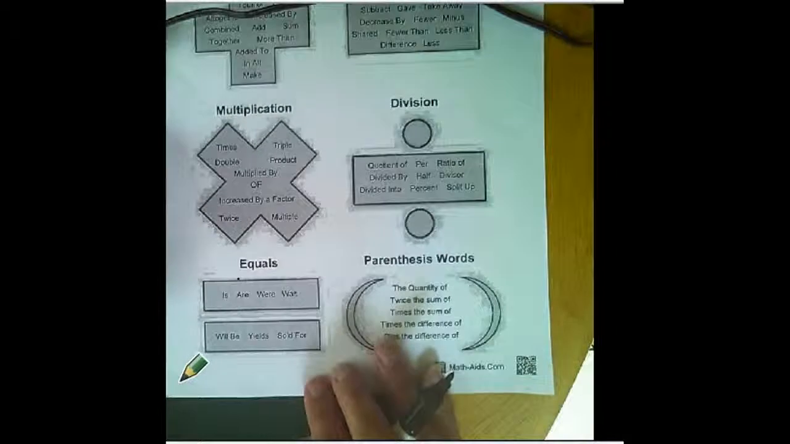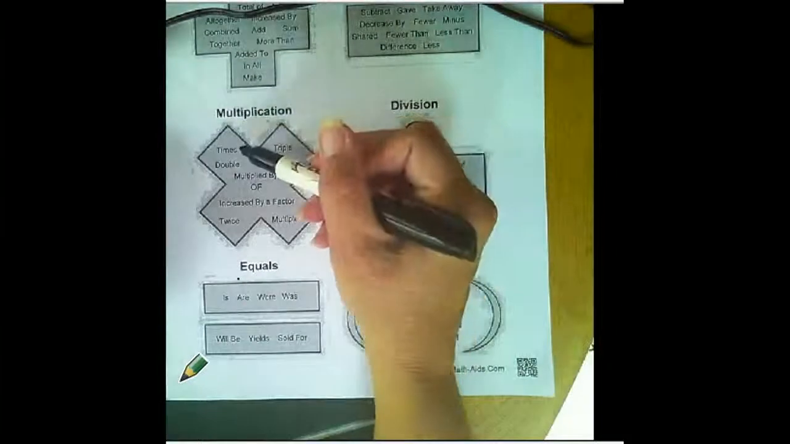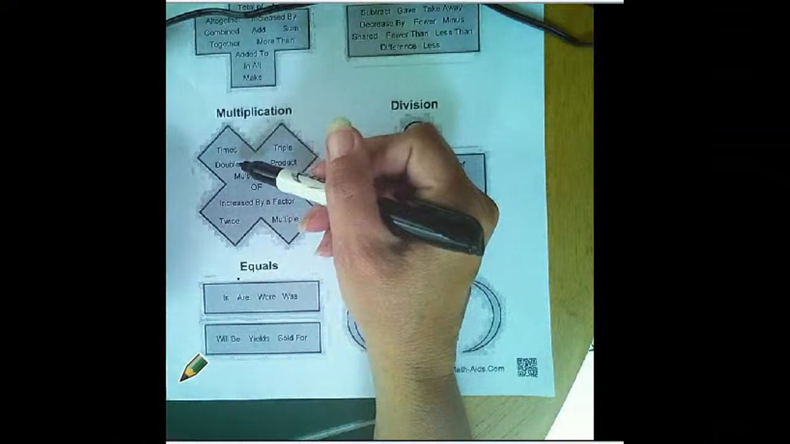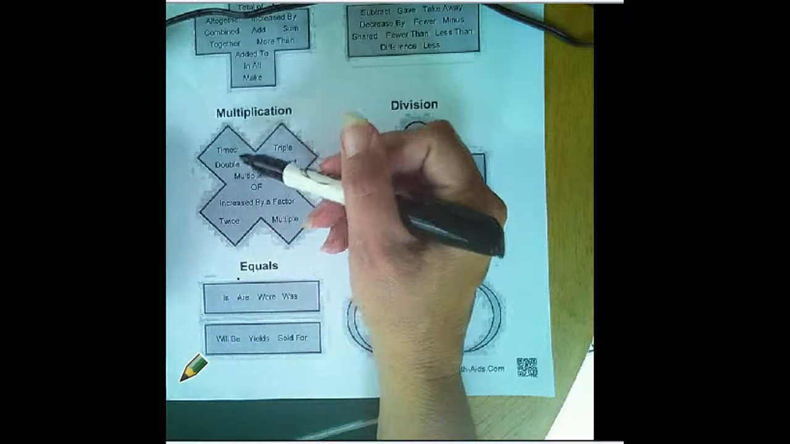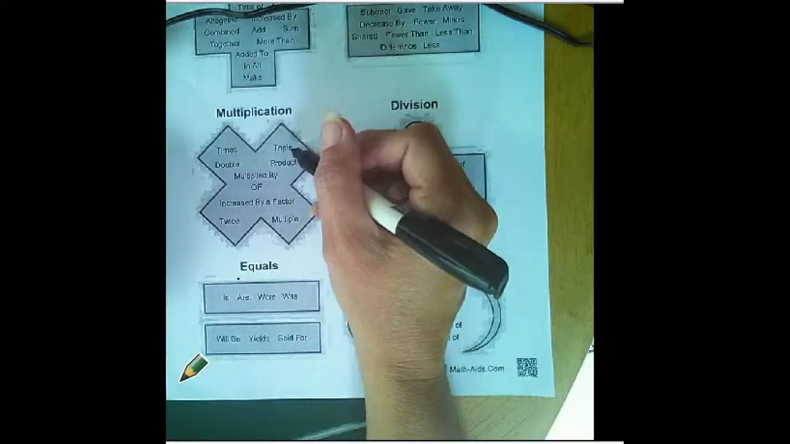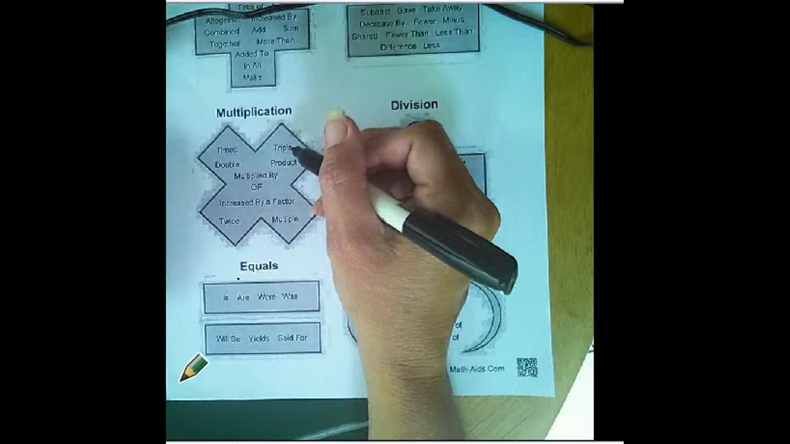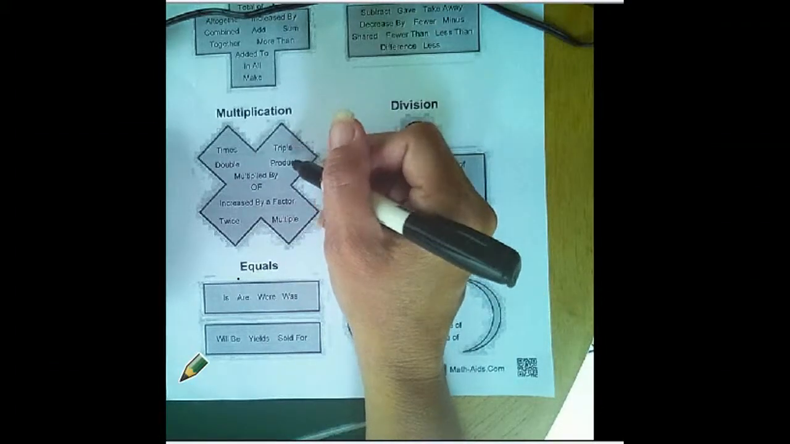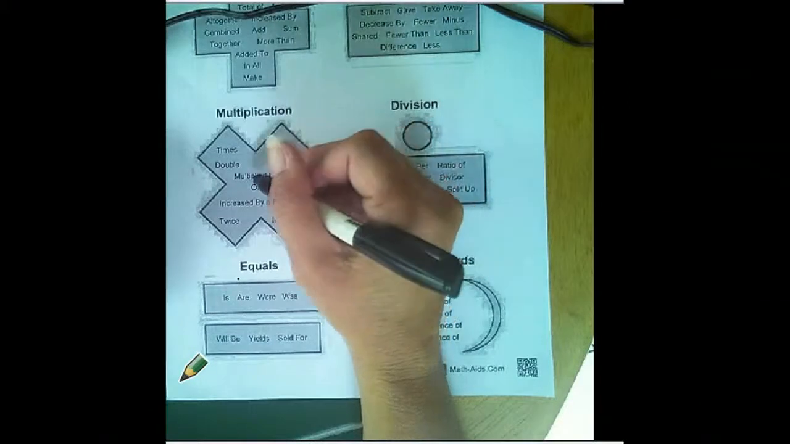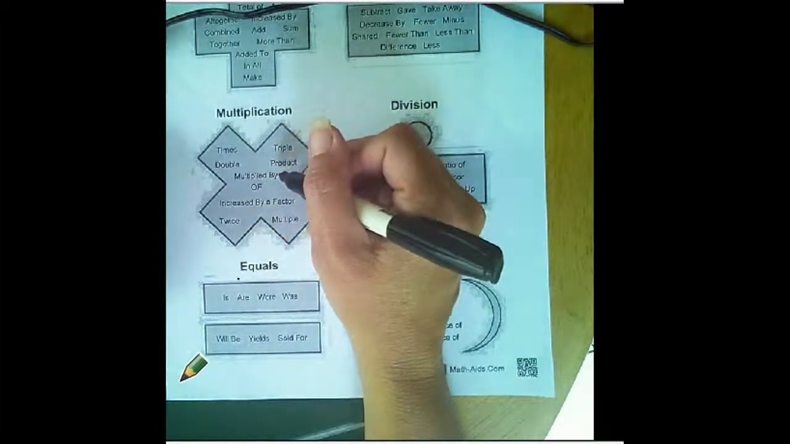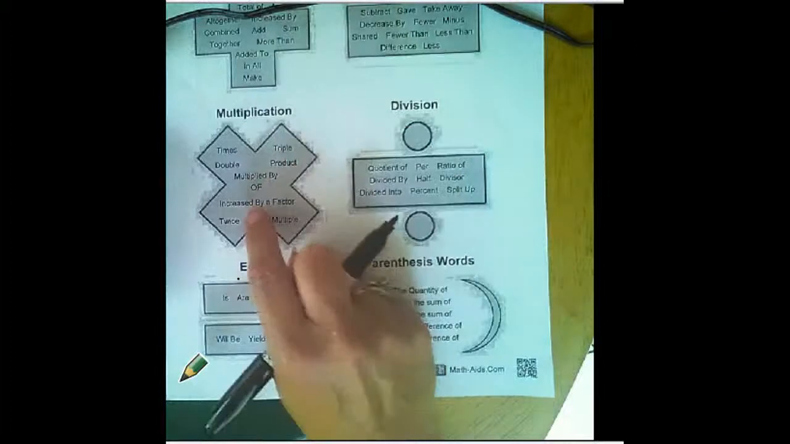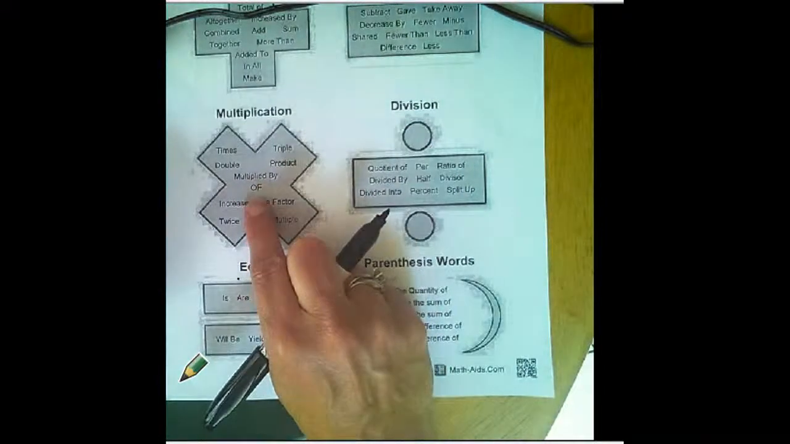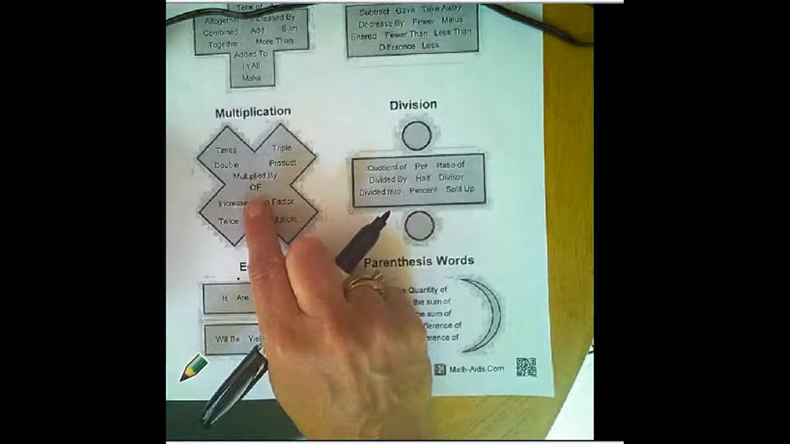And some of the words that you might see are times. You might see double, which would mean to multiply by 2. You might see triple, which you might have heard from triplets, who are 3 babies. Triple would be multiplied by 3. Product is the answer that you get when you multiply. Multiplied by is another thing that you might hear. The word of is a big one, especially when we start working with fractions. You'll see of quite a bit.